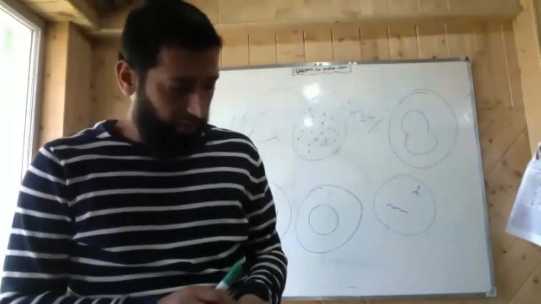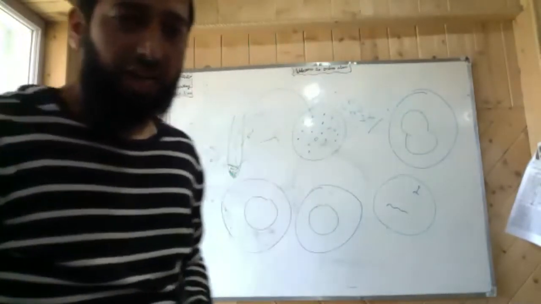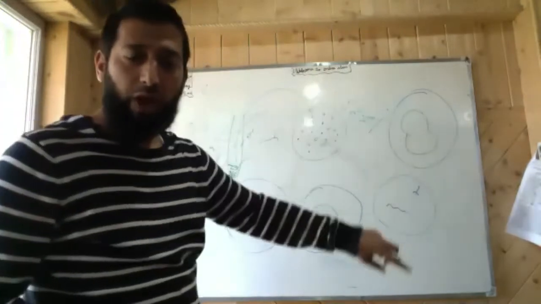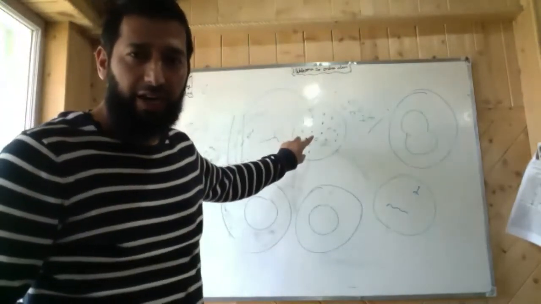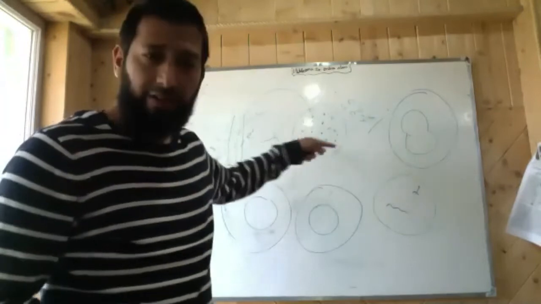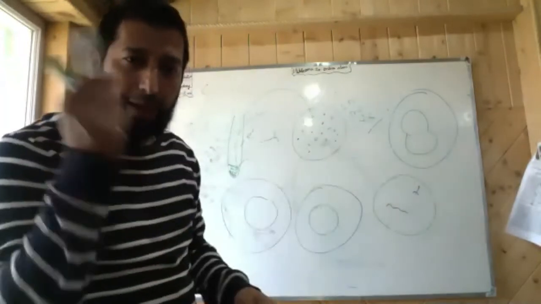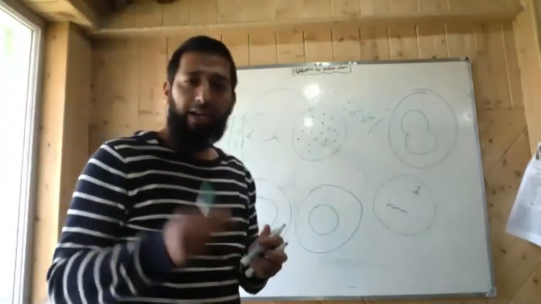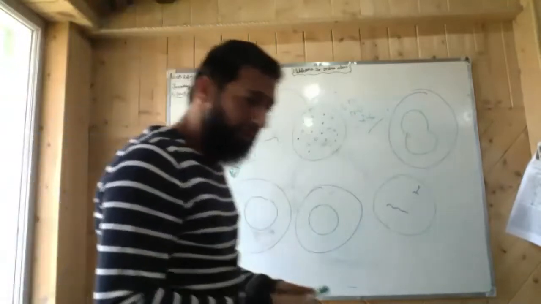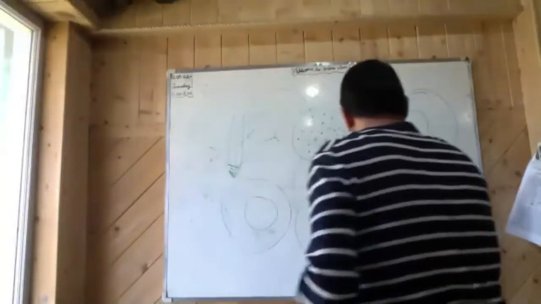So once this is done, you spread it on the plate. Next day you come, keep this plate at 37 degrees centigrade, okay? And then you have these colonies. You now pick up these colonies, your white colonies, and you again grow them in your 5 ml medium.